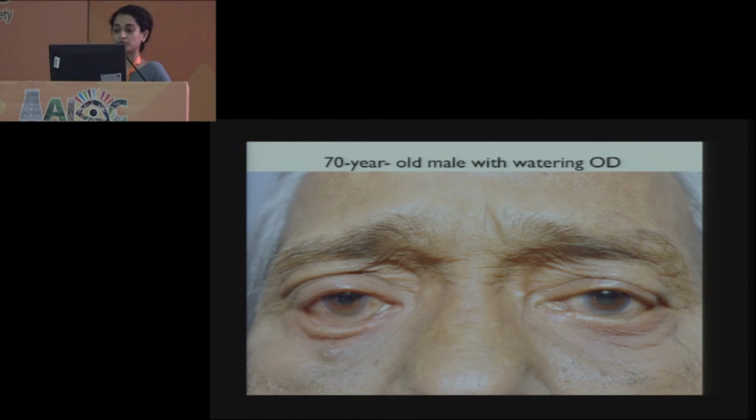A 70-year-old male with watering in the right eye. These are like short cases now. So long cases, ptosis and proptosis. You all know that, right? Lower lid ectropion. Do you want to add something in front of it? Senile. All right. Senile ectropion of the lower lid in the right eye. You all know the etiology of ectropion. Very, very important. I'm not going into the detail.